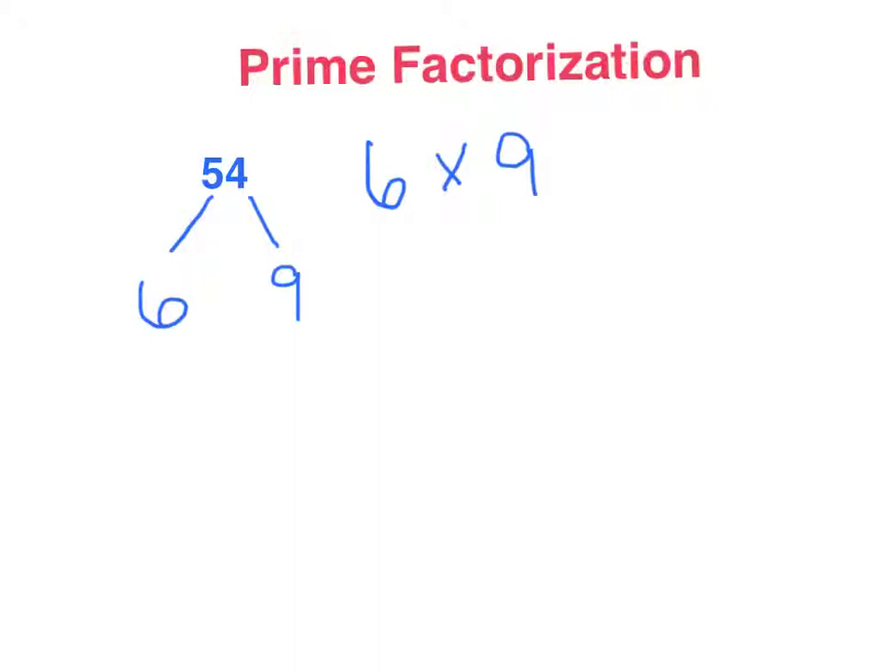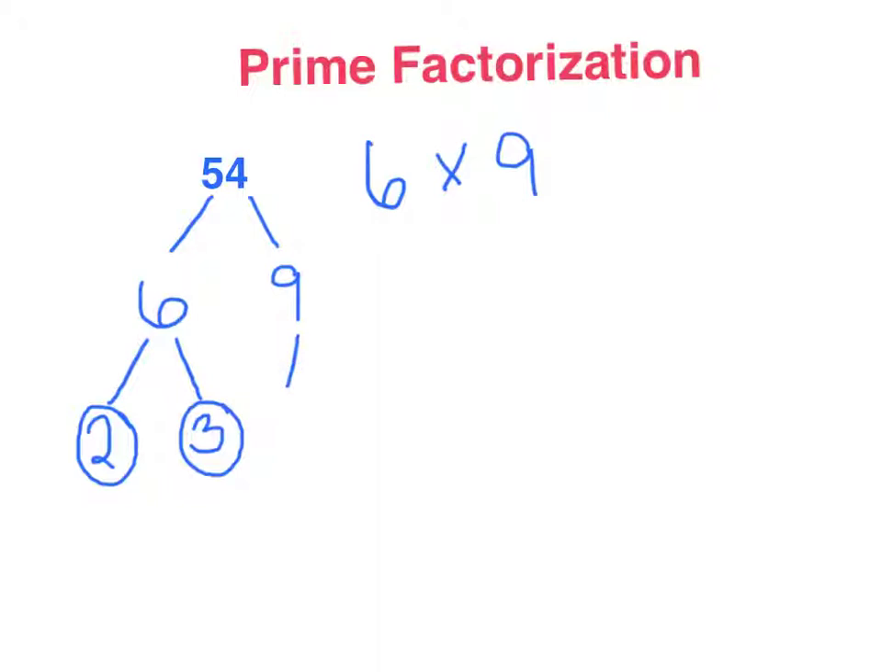Now, what you do next is you look at the end of the branches. If this number is a prime number, you're done with that branch. But 6 is not a prime number. It can, in fact, be factored again. And so we draw two more branches. 2 times 3 is equal to 6. Now, since 2 is a prime number, we're going to circle it because we're done with that branch. And since 3 is also a prime number, we're going to circle it.